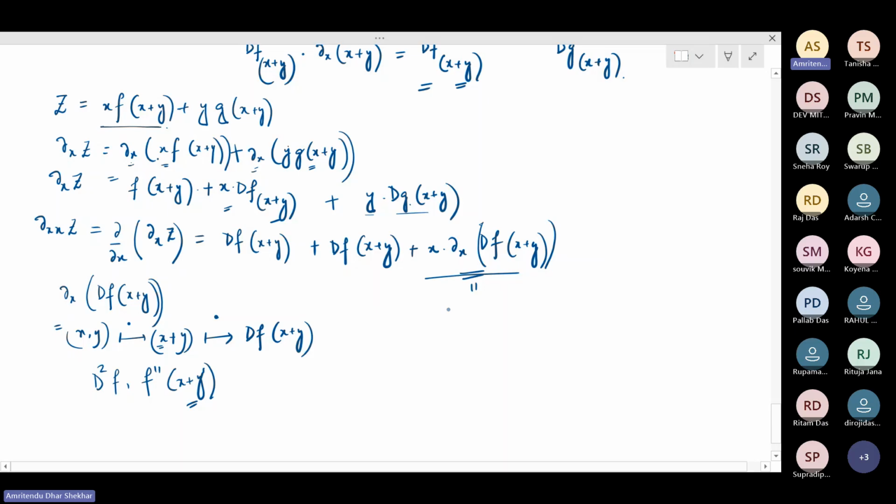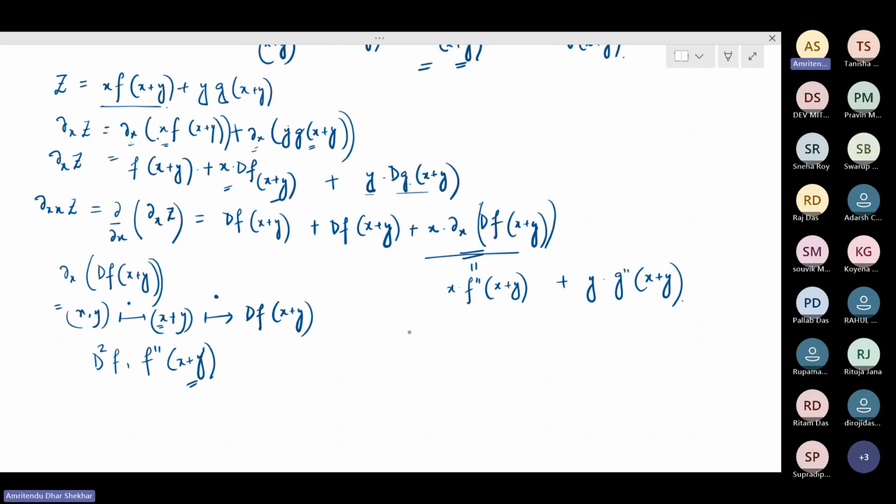So this is equal to x times f double dash of x plus y, plus again this term, y times g double dash of x plus y. So this is 2 times f dash of x plus y, plus x times f double dash of x plus y, plus y times g double dash of x plus y.